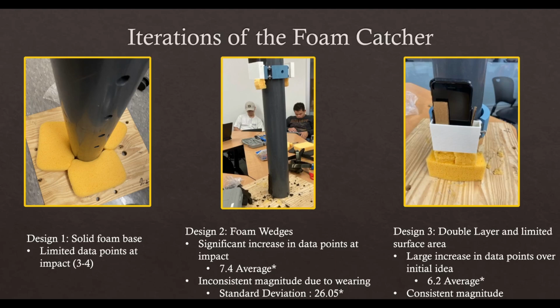For design 3, we ended on a double layer of foam, 2 small pieces on the phone holder and 2 blocks at the base. We also minimized the surface area at the impact location so that the foam could absorb more of the impact. This had an increase in the data points from design 1 with 6.2, as well as a lower standard deviation of 6.96 compared to design 2.